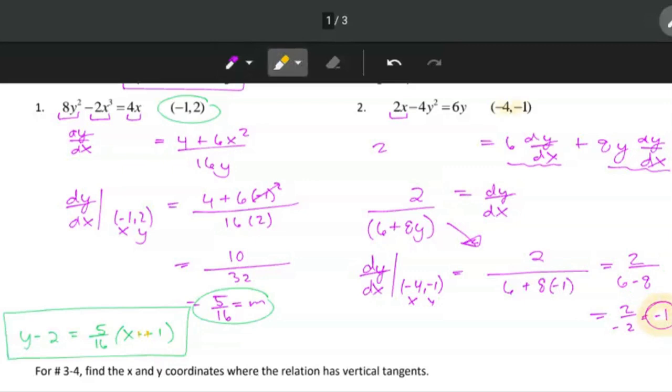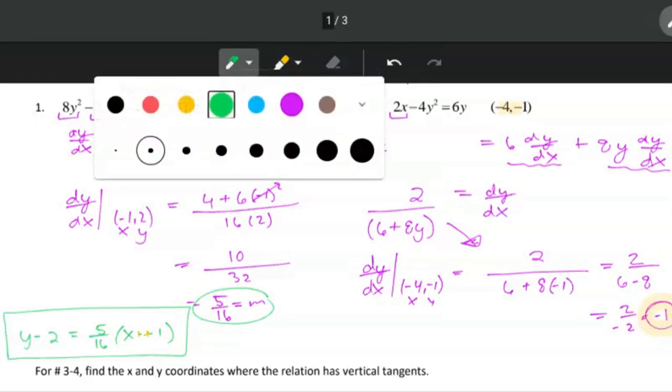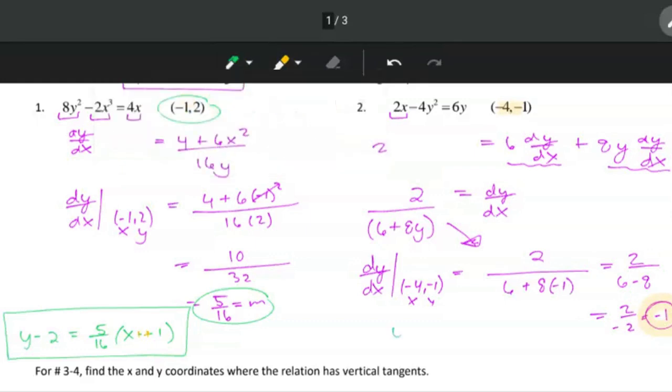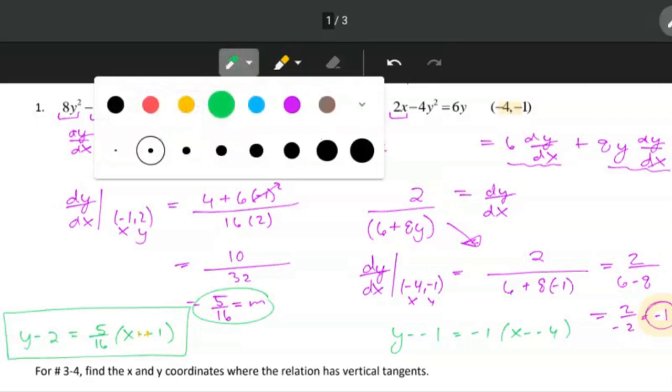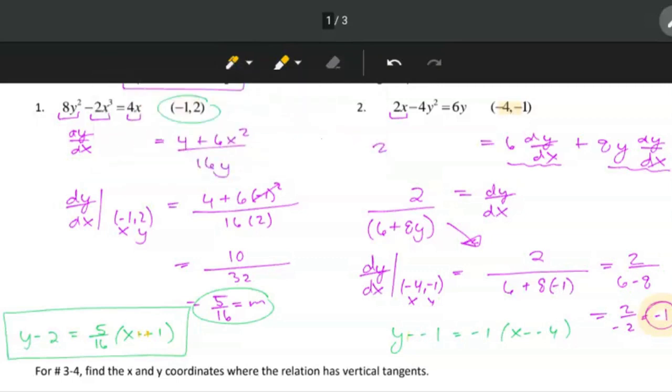-4, -1 is our point, and we just have to combine them to get our point slope form. So y minus a -1 equals -1, x minus a -4. Lots of negatives there. You can, of course, change the double negatives to positives. And that right there would be your final answer. Y plus 1 equals -1, x plus 4.